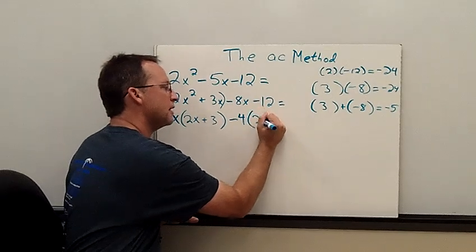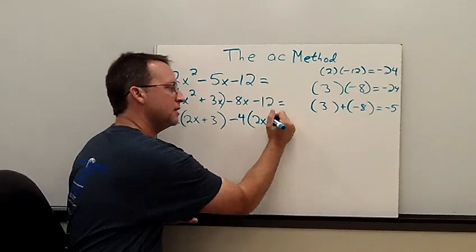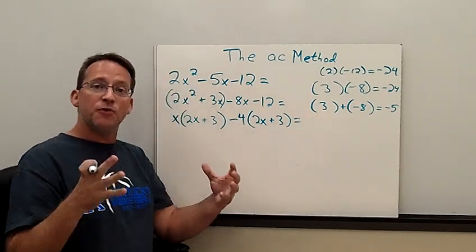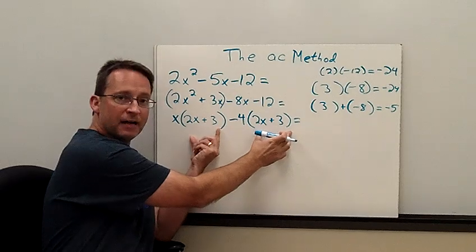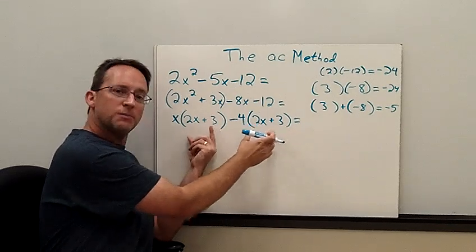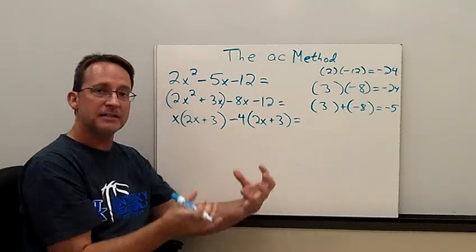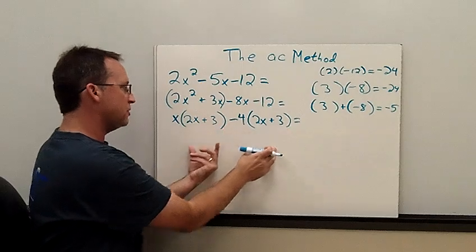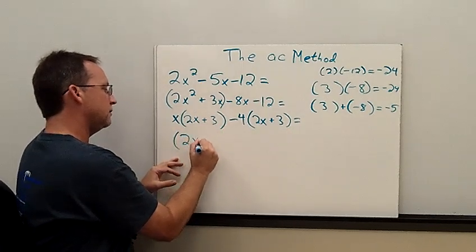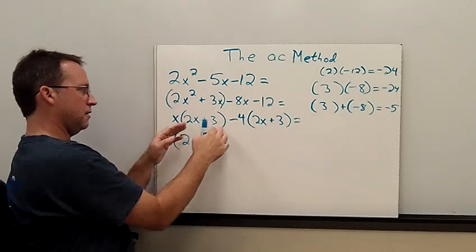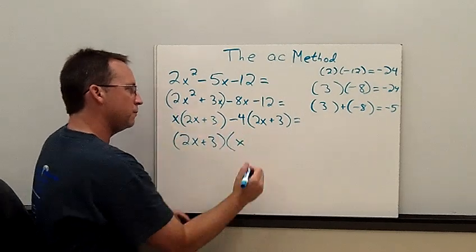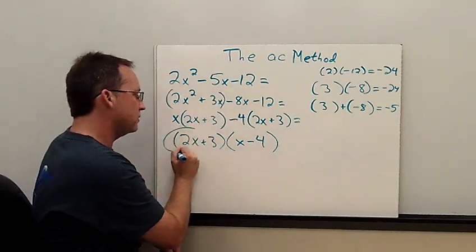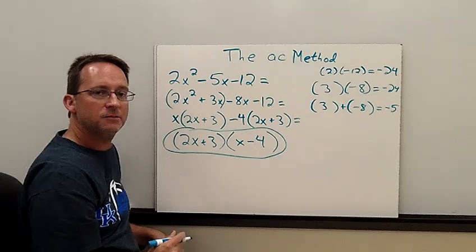That's going to leave me with 2x, and if I take a negative 4 out of the negative 12, it's going to leave me with a plus 3. Now, if we've done things correctly, we should have a term in common here. This 2x plus 3 is common to both of these. I can factor that out as its own common factor. So I'm going to factor this 2x plus 3 out front, leaving me with an x in this term and a minus 4 in this term. And that is how I factor 2x squared minus 5x minus 12.